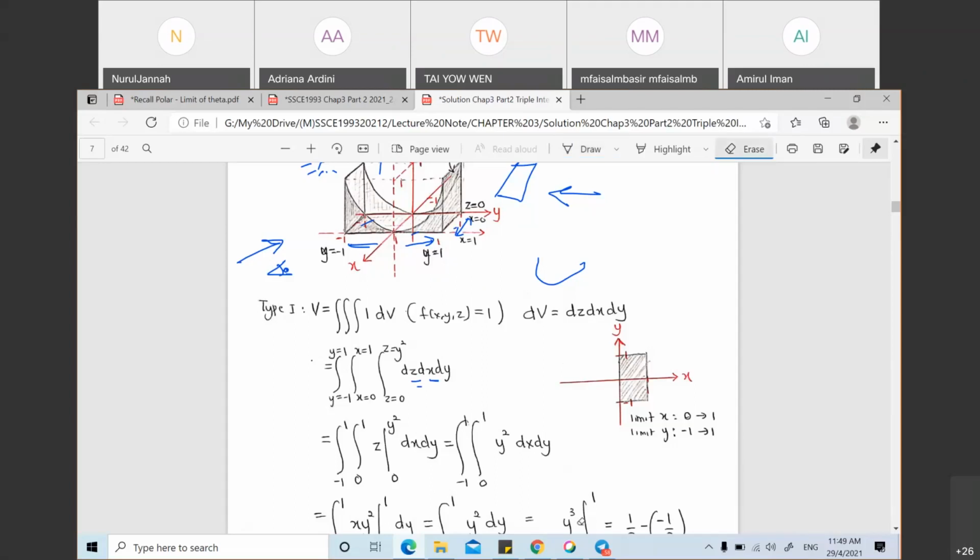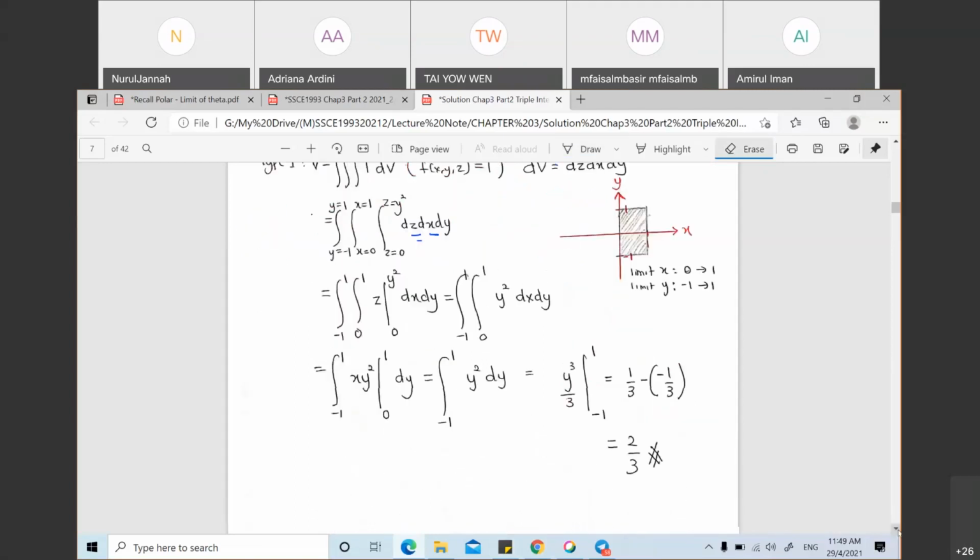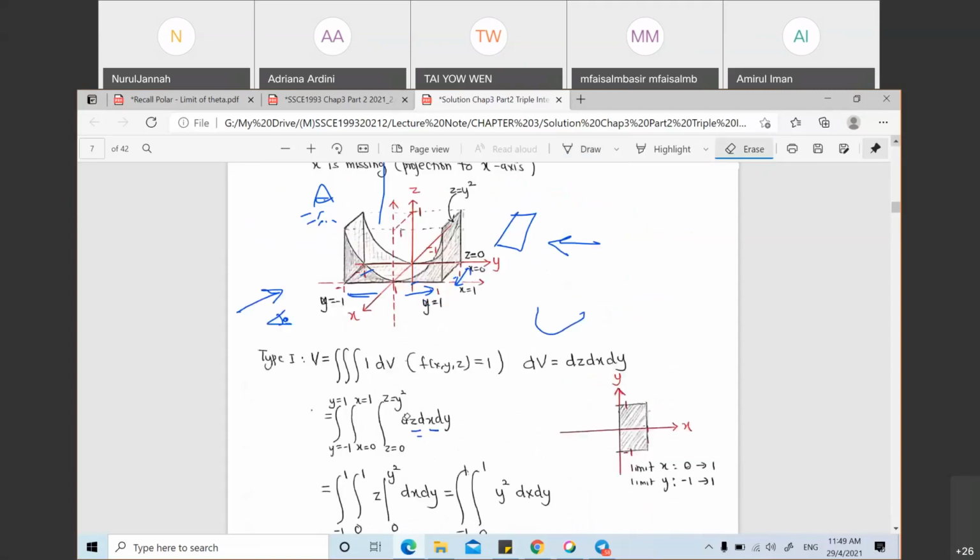Okay. So after you know this limit, the other thing should be easy. Nothing much. Your z is 0 to y squared. How about dx dy? You can choose dx dy or dy dx. If I choose dx dy, this is type 2. I cut here. Your y is from negative 1 to 1. Your x is from 0 to 1. So you have to be able to see, to extract them, put the 3D back and extract to 2D. You are extracting this bottom part to here.